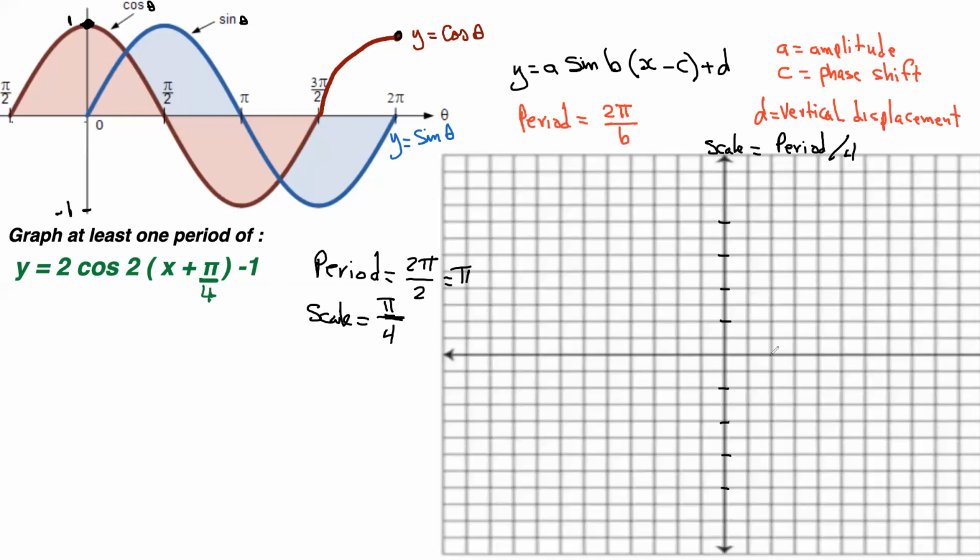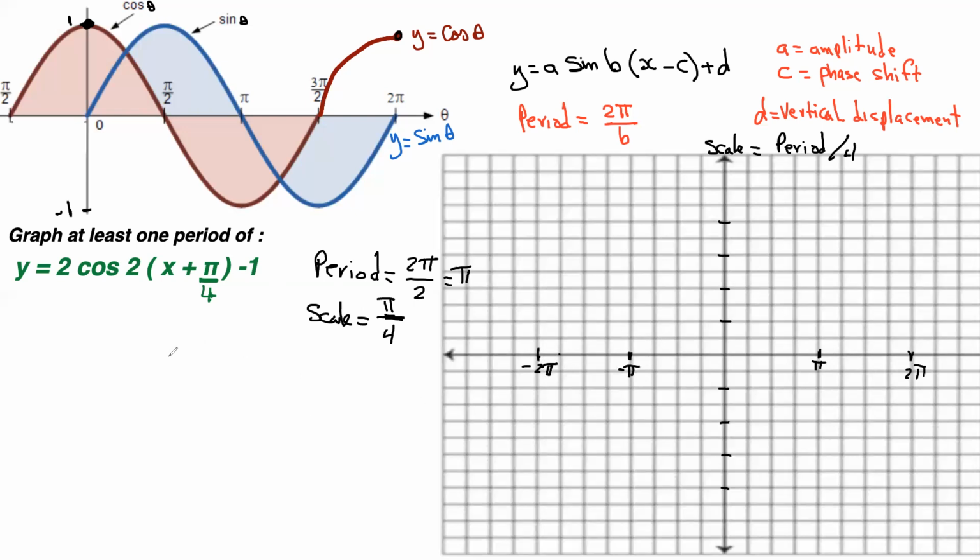So 1, 2, 3, 4, that's where you put your first π right here. Okay, and then 1, 2, 3, 4, that's 2π. Also count this way, 1, 2, 3, 4, that's negative π right there. And 1, 2, 3, 4, that's negative 2π. Okay.